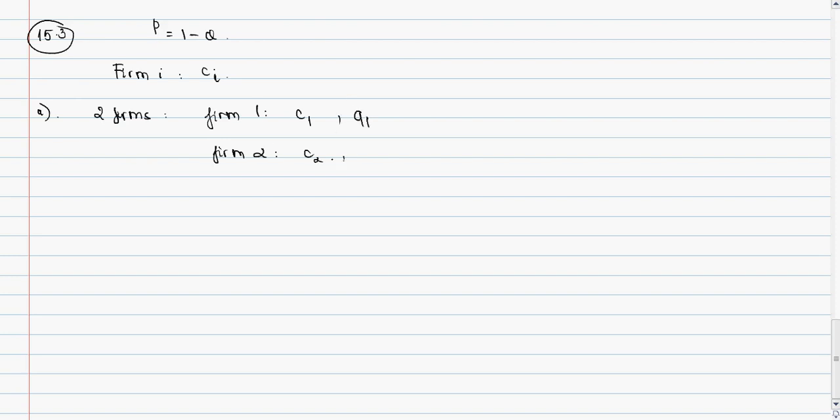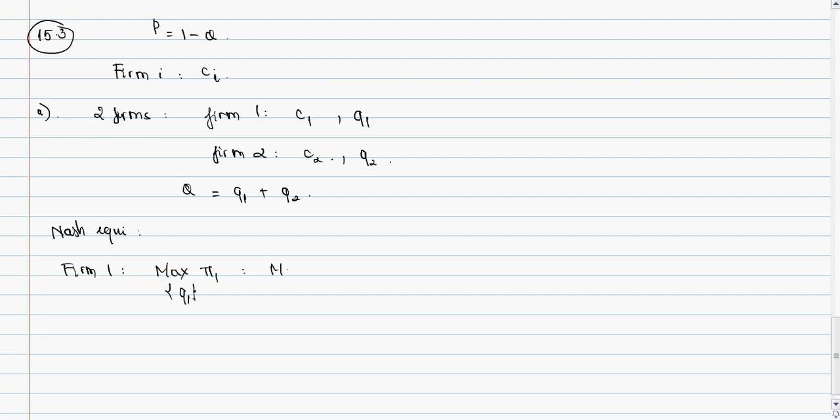Each of them will be producing Q1 and Q2 respectively, and the total quantity in the market will be equal to the quantity produced by firm 1 plus the quantity produced by firm 2. Okay, so now we find the Nash equilibrium. In the Nash equilibrium, each firm will be choosing the quantity in order to maximize the profit, and they will be doing that simultaneously. So we do firm 1 first. Firm 1 will be maximizing its profit by choosing the quantity Q1.